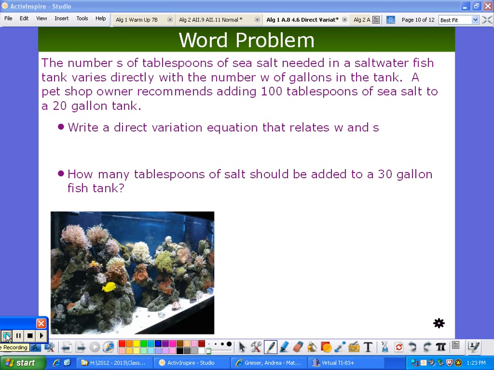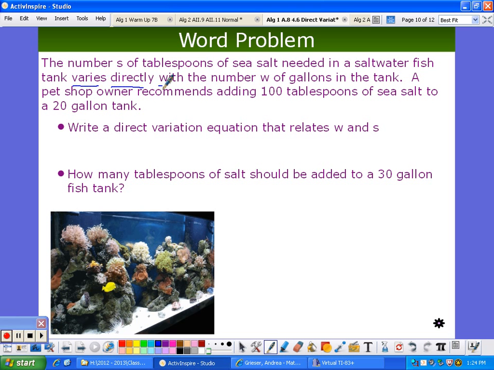I've got this problem. The number of tablespoons of sea salt needed in a saltwater fish tank varies directly with the number W of gallons in the tank. So I guess it's that many gallons of water will fit in the tank. So what we're trying to figure out now is how can I write a direct variation equation to describe the situation? And how do I know it's a direct variation problem?